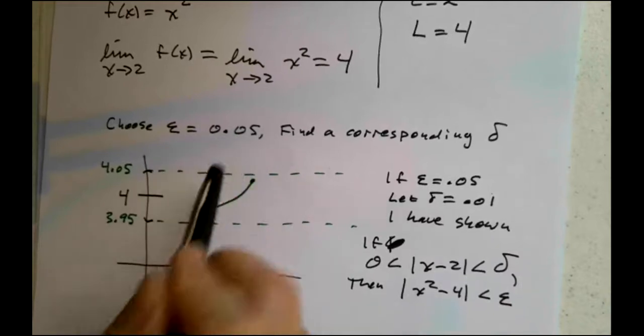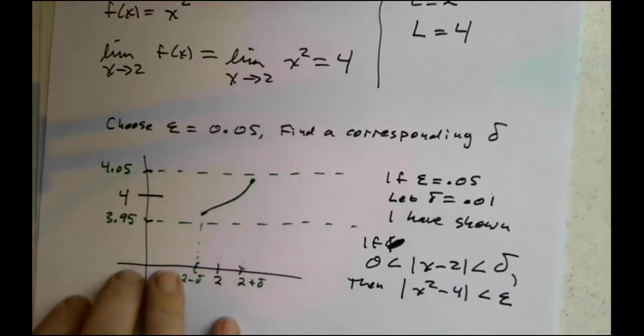But I want to recognize that I can use any epsilon. There's nothing magical about 0.05. So let's do this again with a smaller epsilon. And we'll have to zoom in even tighter to see what our value of delta is going to be to stay within that window.